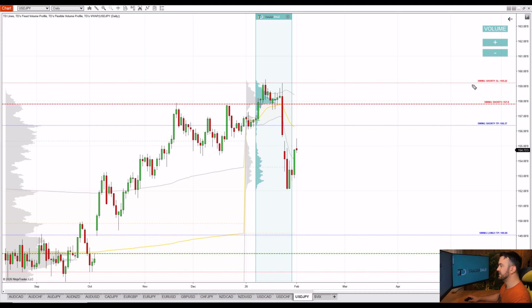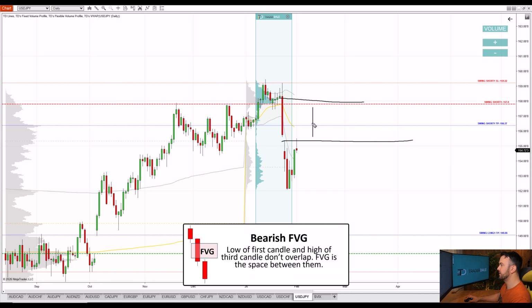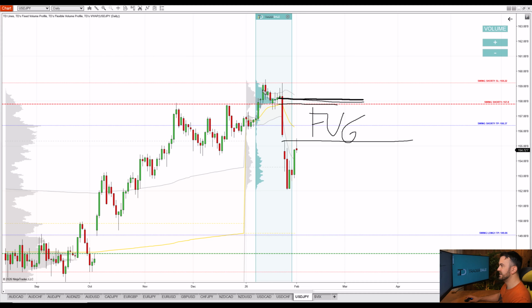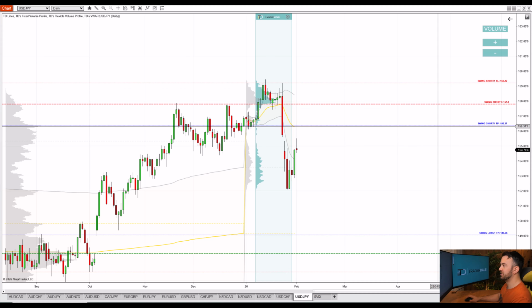You can also notice that there's a huge fair value gap, this being the fair value gap, and the level is almost at the beginning of it. It is a little bit lower because I don't want to miss it in case the price doesn't fill the gap, just hits that heavy volume zone and reacts from there. Alright, so that's the plan on the US dollar Japanese yen.